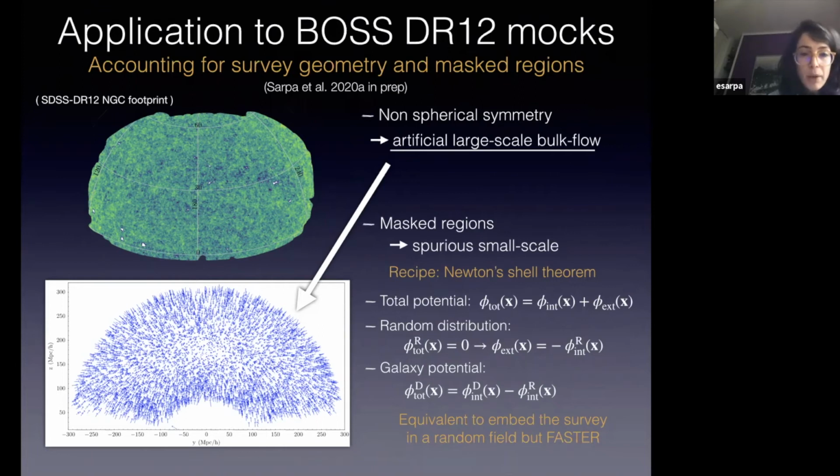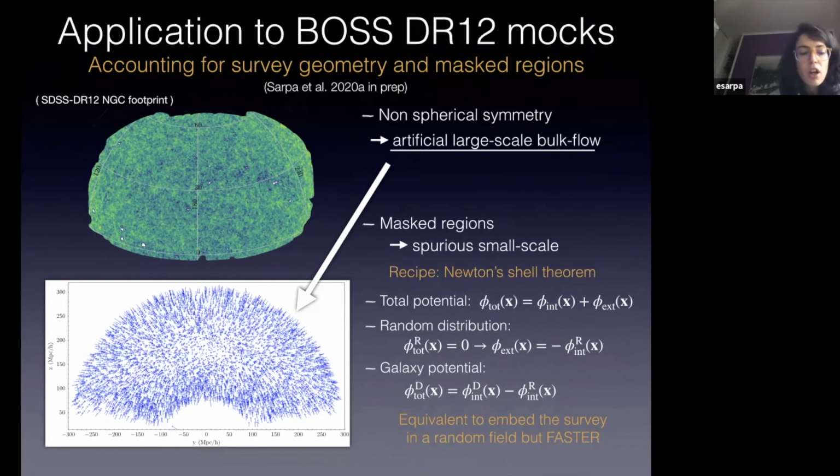To understand what happens if the geometry of the survey is not spherical, for example, we can just imagine filling our survey volume with a uniform distribution of galaxies and then computing the gravitational acceleration and potential. Here on the bottom, I show you the gravitational acceleration computed by filling the SDSS volume with a uniform distribution of galaxies, and you see that it is clearly not uniform, but an artificial large-scale bulk flow is present. But we know from Newton's shell theorem that if we have a uniform distribution of matter that is infinitely extended all over the universe, we should have vanishing acceleration.